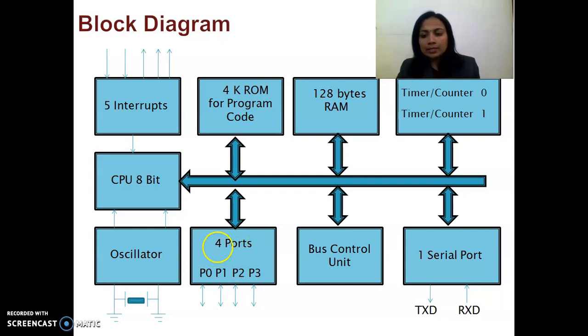The next block is the serial port, which has TXD and RXD pins. TXD is used to transmit data and RXD is used to receive data. The next block of 8051 microcontroller is 2 timers, that is timer 0 and timer 1. We use TCON and TMOD registers with these timers. TCON is used to control the timer and TMOD is used to set the timer mode.